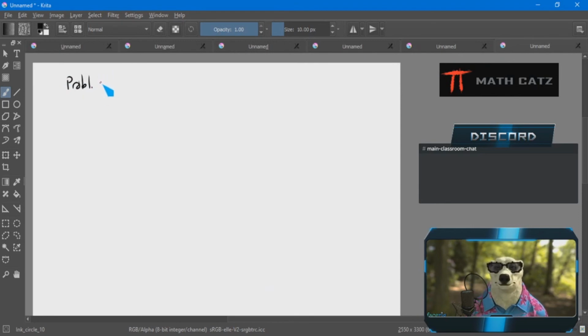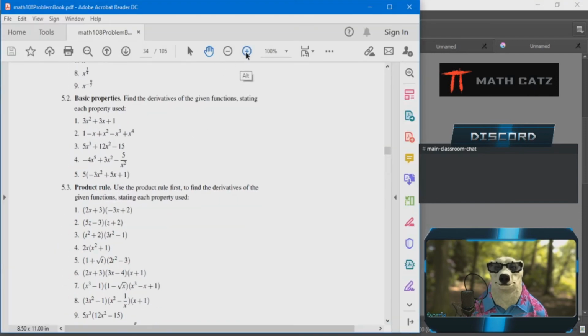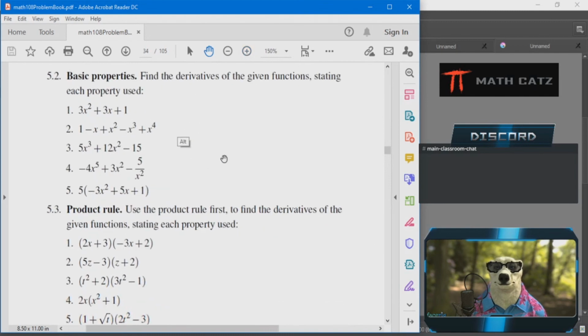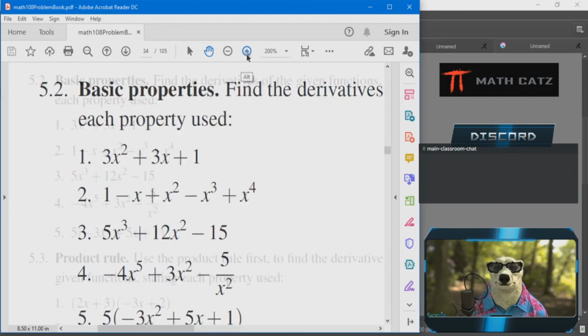For example, I could look at 5.2 number, sure, let's go with 3. Now in the beginning, we are going to make a big deal about how we use the properties because it's important.